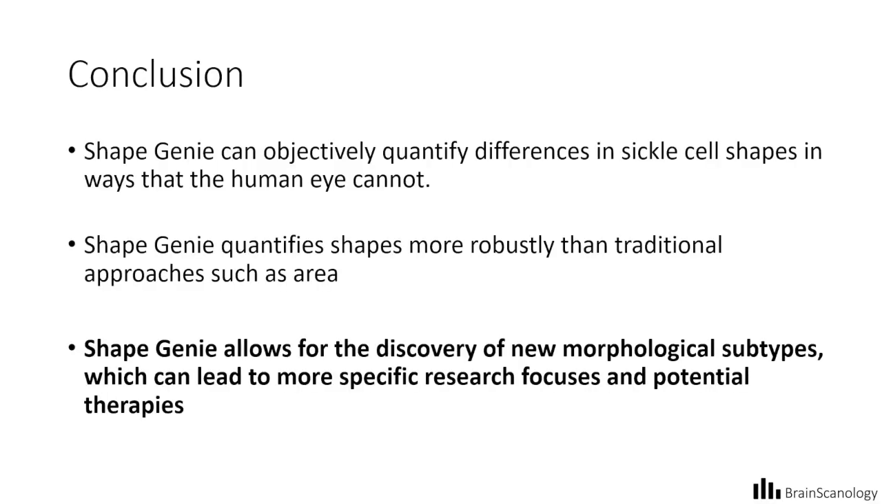In conclusion, Shape Genie can objectively quantify differences in sickle cell shapes in ways that the human eye cannot. Shape Genie quantifies shapes more robustly than traditional approaches such as area. Potentially, Shape Genie can allow for the discovery of new morphological subtypes, which can lead to more specific research focuses and potential therapies for sickle cell disease.